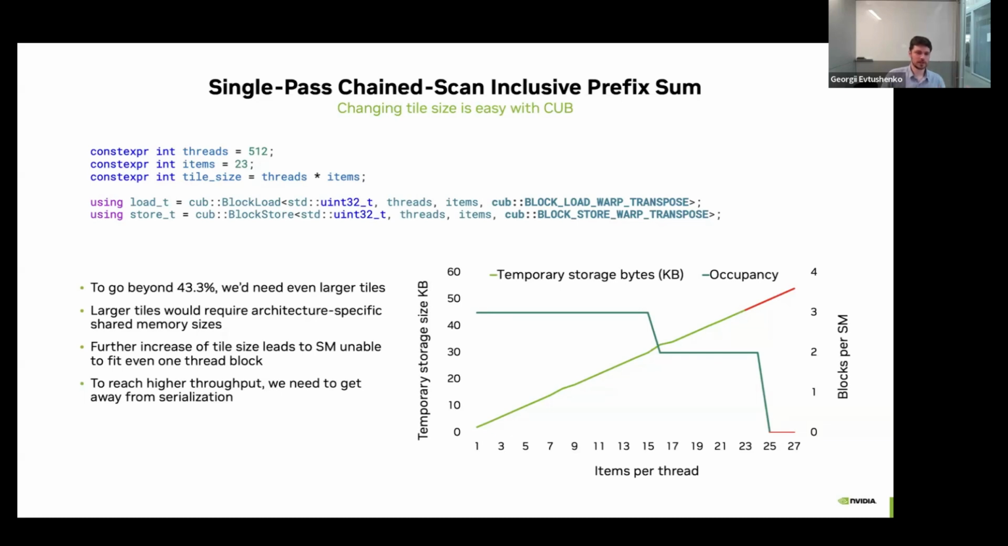Let's say you target a specific GPU and can go beyond the 48 kilobytes limit. In this case, we can use 24 items per thread, but if we go any further, the occupancy drops to 0. That means that an SM can't fit even a single thread block. In other words, this is as far as we can get with this serialization. To get higher throughput, we need to get rid of this serialization. So let's try to do that.